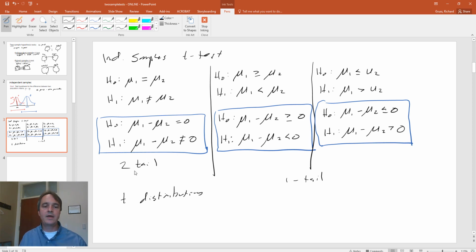So the reason why a two-tail versus a one-tail makes a difference is in how we compute the p-value or the critical values on the t distribution. So we're going to go through an example, and we'll see one tail versus two tail, but we'll go ahead and do that.